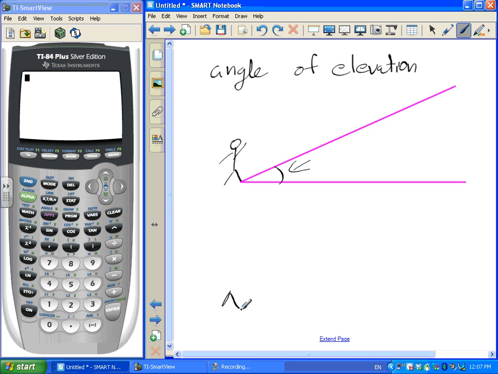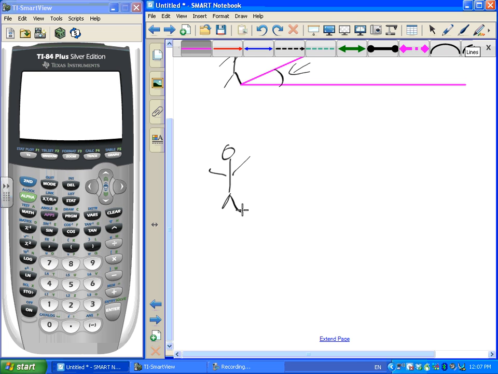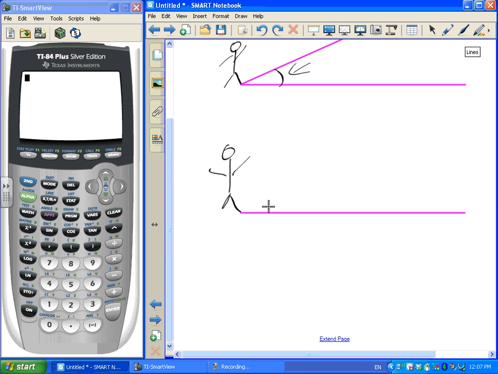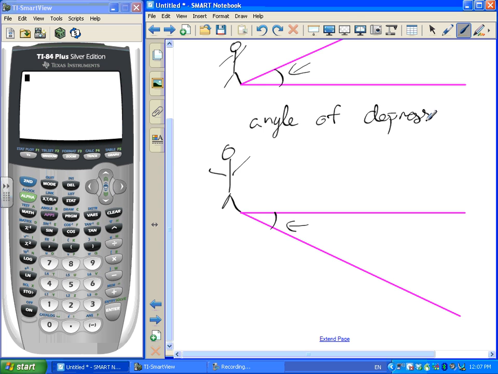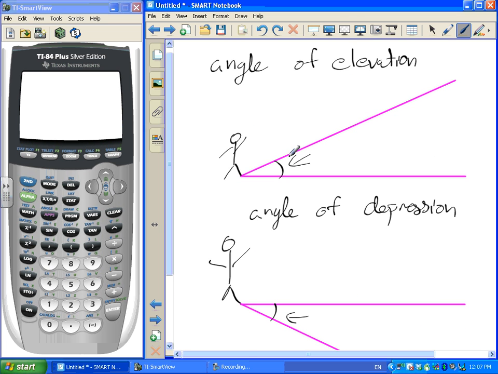Now, angle of depression. This is very important. Many of you guys have missed this. If I ask for the angle of depression, again, a straight line from that point, heading downwards. This is an angle of depression. I can handwrite on this. There we go. Elevation and depression.